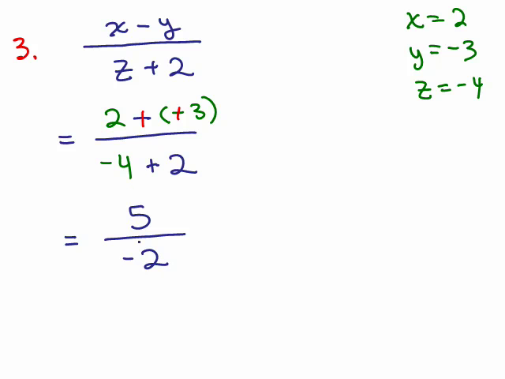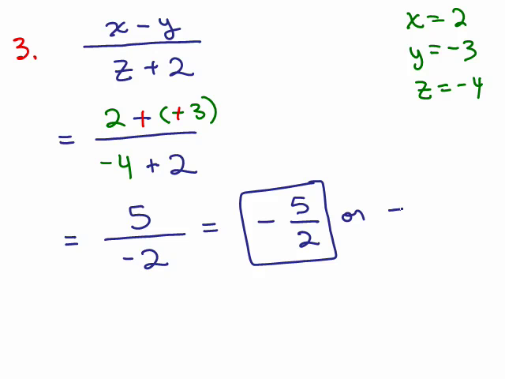Now, you do not want to leave an answer with a negative sign in the denominator. If there are 2 negative signs, then they would cancel. But in this case, it's a positive divided by a negative. You want to write your answer as -5/2. If you want, you could put the negative in front of the 5. And it is the same thing. It just doesn't look as simplified when you have a negative in the denominator.